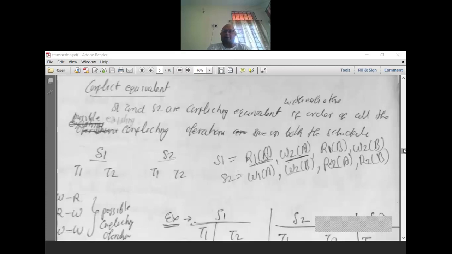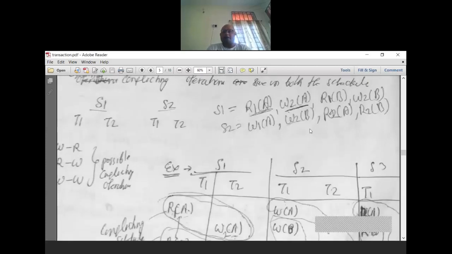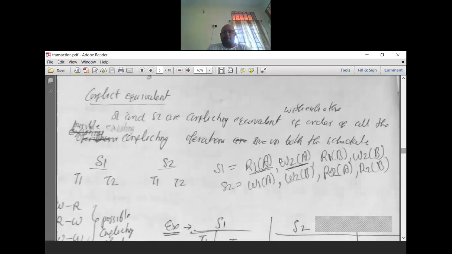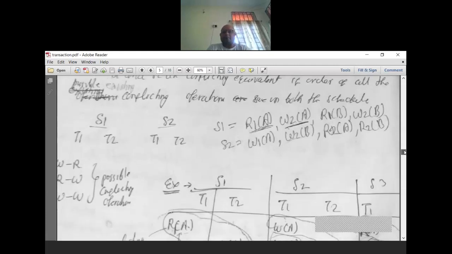Suppose this is our schedule: R1A, read 1, performed by transaction 1 on data item A. Schedule 1 is saying that read 1 is the transaction performing a read operation on data item A. Similarly, W2A means the second transaction is performing a write operation on data item A. And this is one transaction performing a read operation on data item B. So in this case, what is happening? We have created different schedules, suppose schedule S1 and schedule S3.